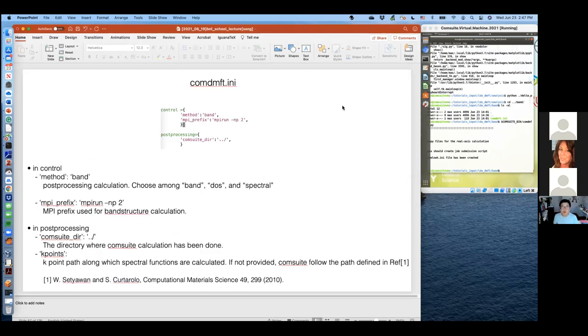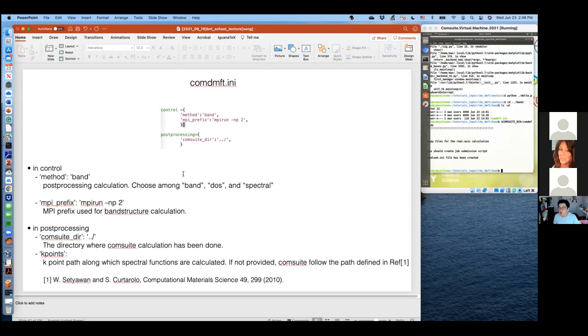And this is the input file for the com.dmft band structure calculation. There are also two different Python dictionaries, named control and post-processing. In the control, we say what method we use for the com.dmft script. Because we are doing the band structure calculation, we say that this is band, and we provide the MPI prefix for the calculation. For the post-processing, we should let the code know where our fully converged LDA plus DMFT calculation results are, and we say that it is in the parent directory.